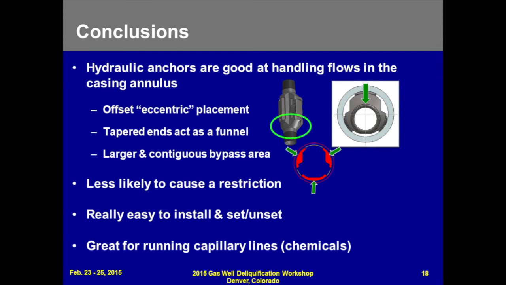They're really easy to install, set, and unset. I didn't go into details of this, but please feel free to contact myself or one of the folks at Black Gold and we'll provide you some more information on this. Hydraulic tubing anchors are great for running capillary lines due to the large bypass, and there's no need to rotate the tubing to set the anchor.